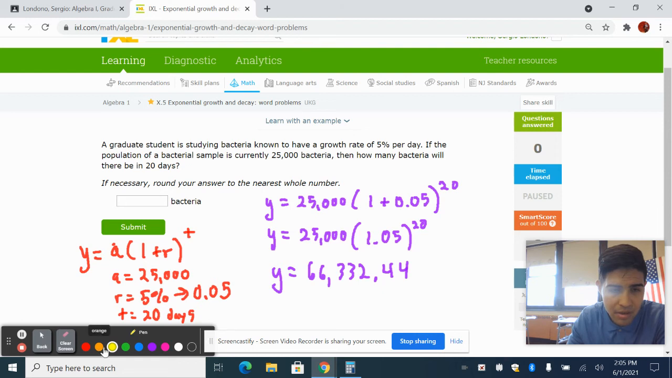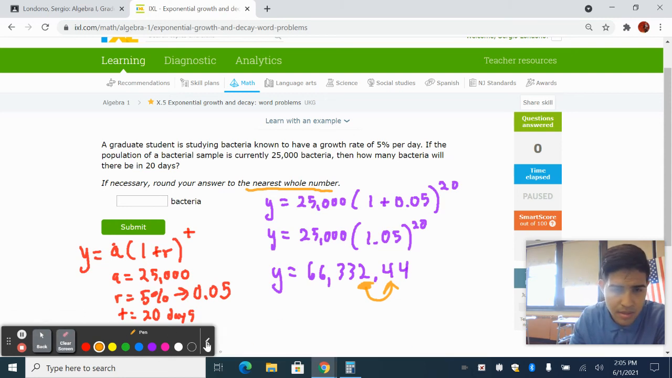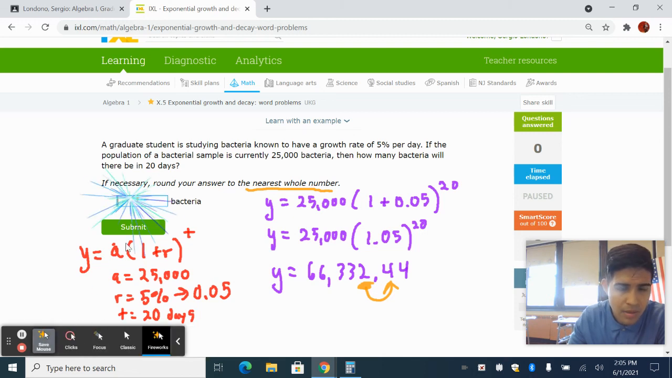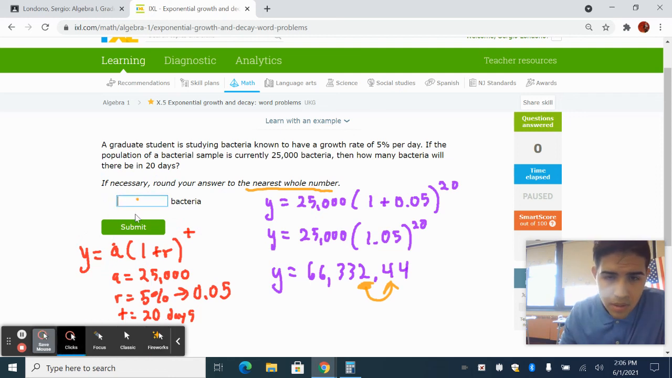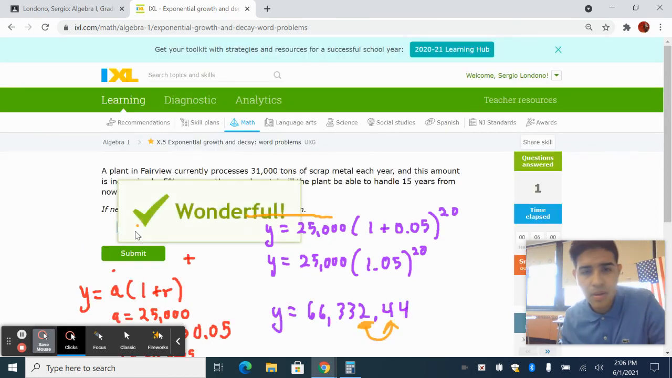Now, again, they're telling us to round to the nearest whole number, which is this number right here. You have to pay close attention to the directions. So I look next door, and I see it's under 5, so this number is going to stay the same. So I'm going to type that in here. Here we go. We have 66,332. All right, there we go.